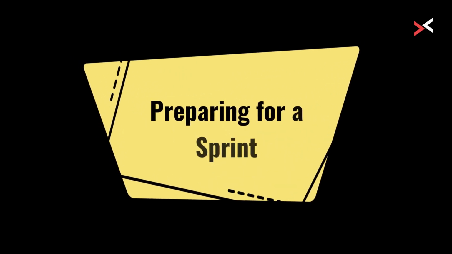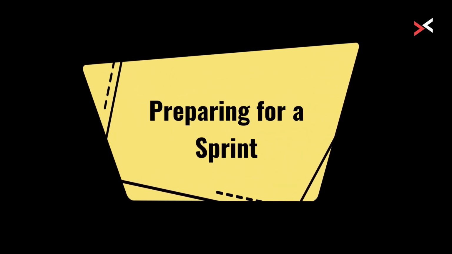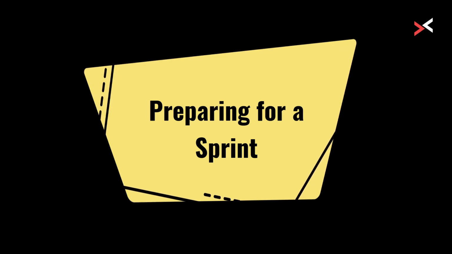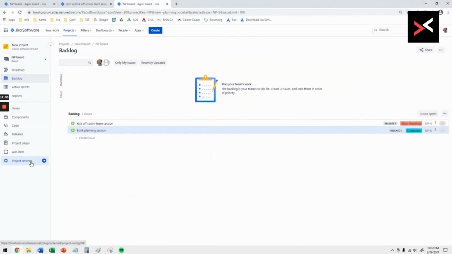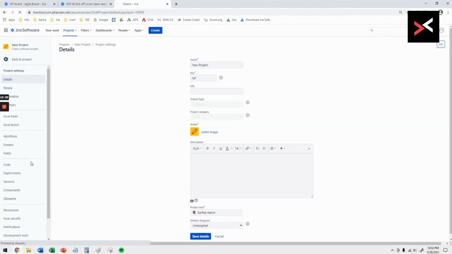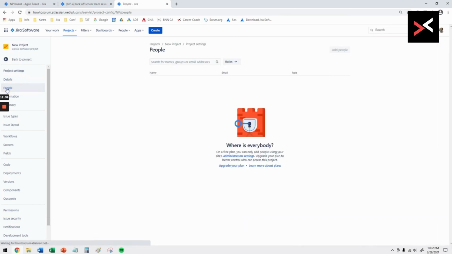So in this video, I'm going to show you how to add more stories, have them estimated, and in readiness for the sprint to be started. Let's find out. First thing you should do is to click on project settings to add people who will be working on this project. And you click on people, and then you'll see a list of all those people that are already assigned to the project.